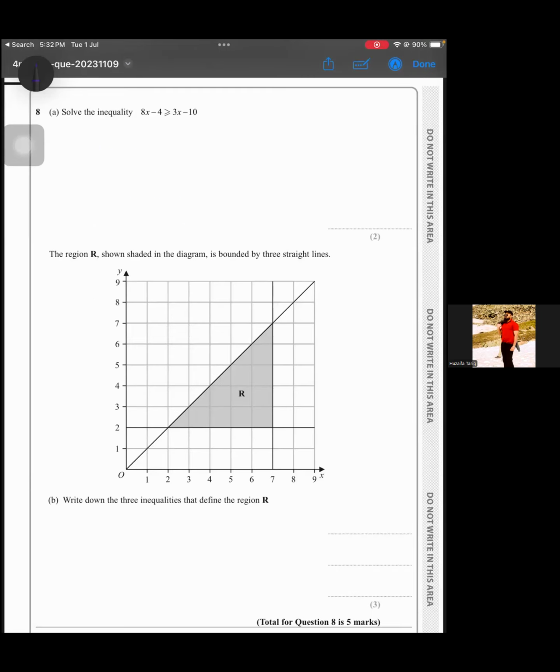If you talk about question number 8 first, it will be 8x minus 3x greater than or equal to minus 10 plus 4. So it's 5x greater than or equal to minus 6. So x is greater than or equal to minus 6 over 5. That will be your answer for the first part.